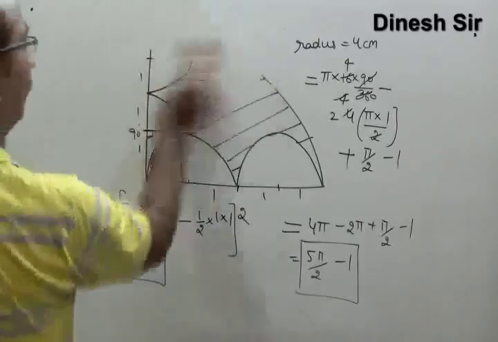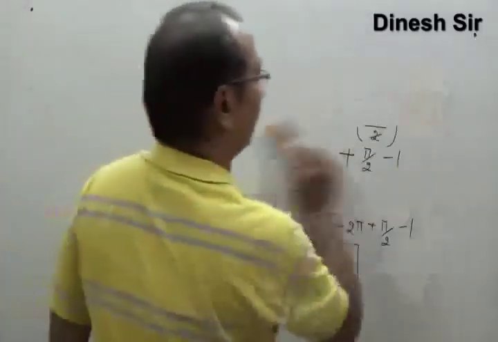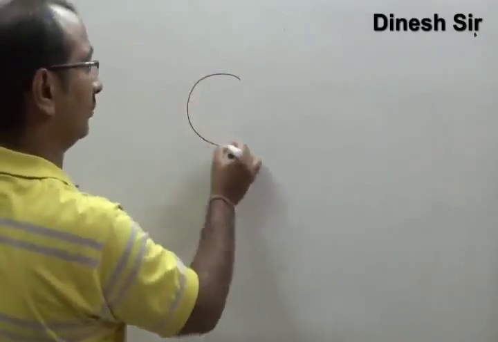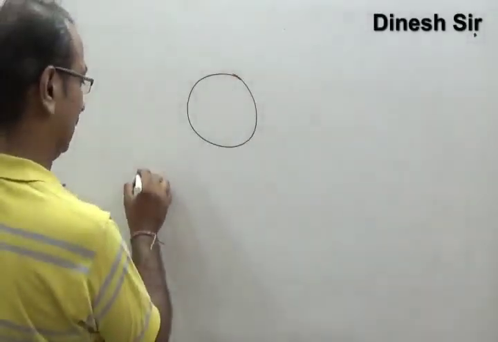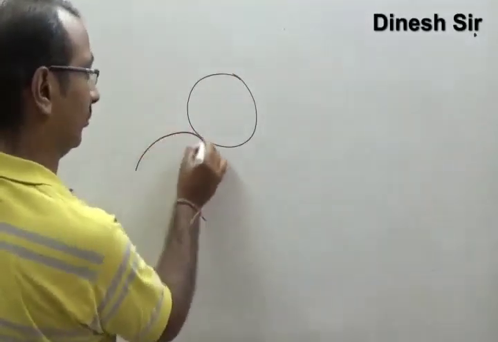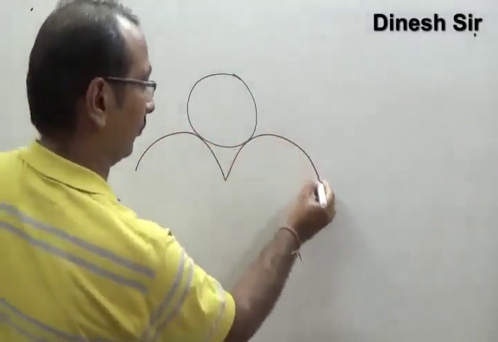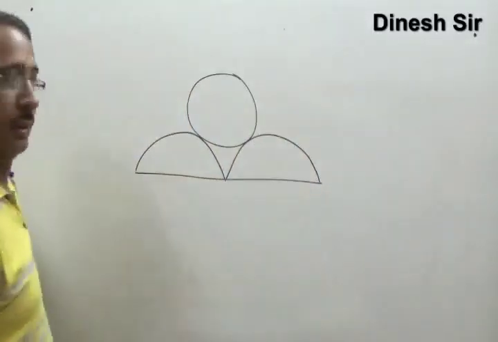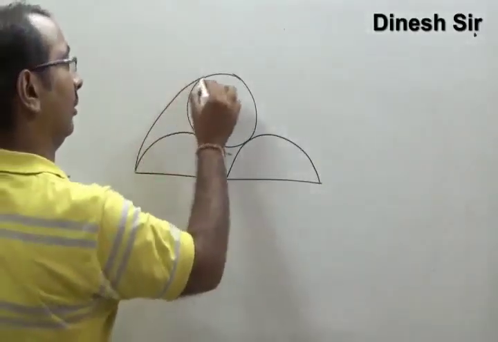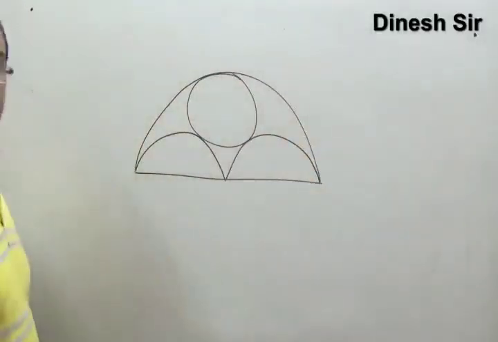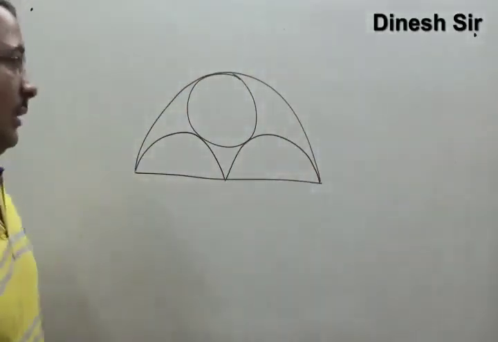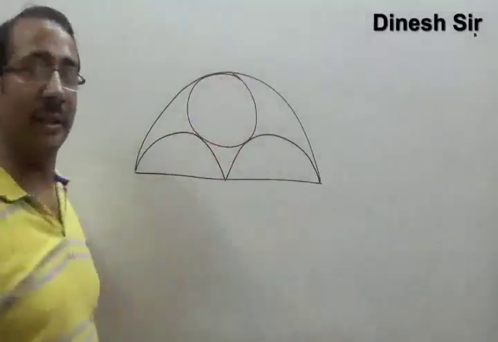Then we have statement number 12. In statement number 12, it is given that we have one circle and two semicircles in such a way, right. In this question, we have two semicircles and one semicircle. One circle has to be drawn that touches these two circles externally and this circle internally.